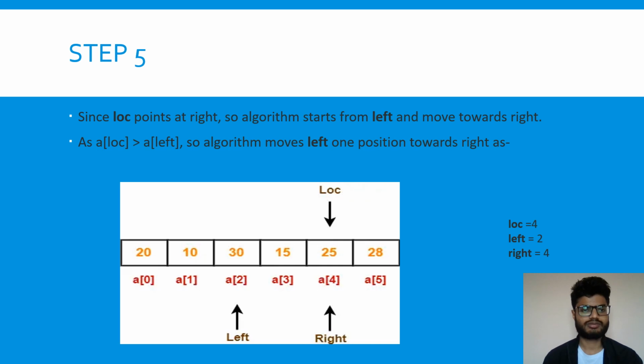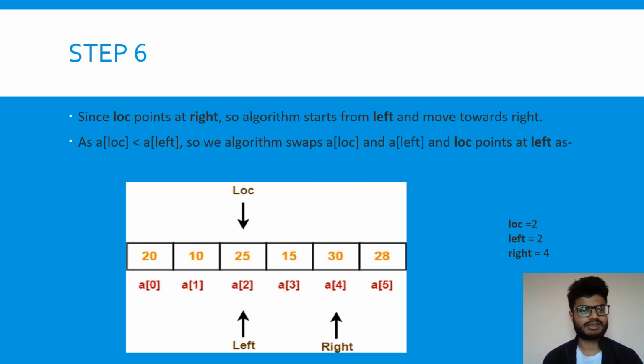So again, since the location points at right, we are starting from left, and A of location is greater than A of left. So again, since it is greater, we will move the left variable towards the right. We will update the values again: location at 4, left at 2, A of 2, and right at 4 only, it will not move.